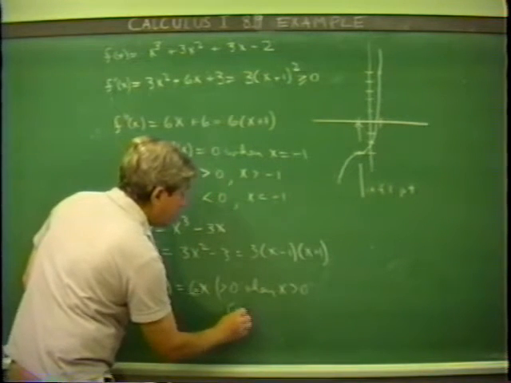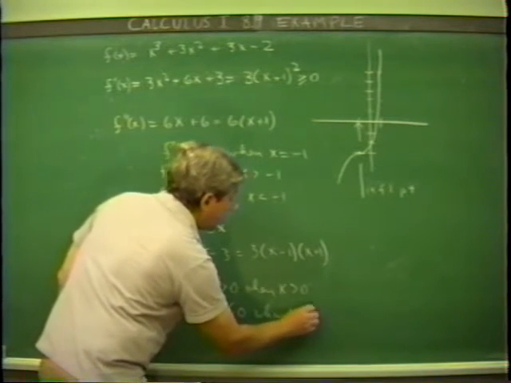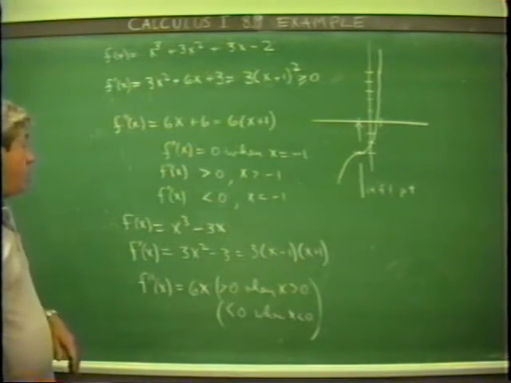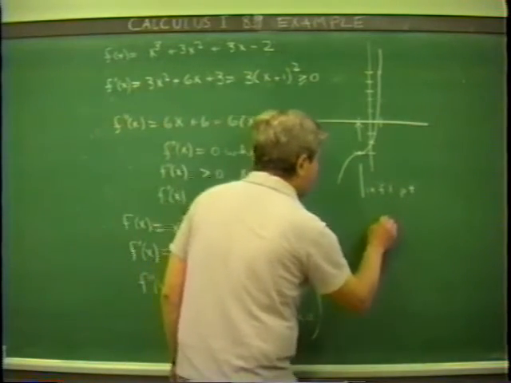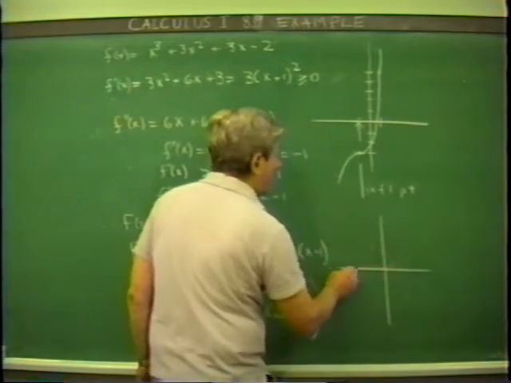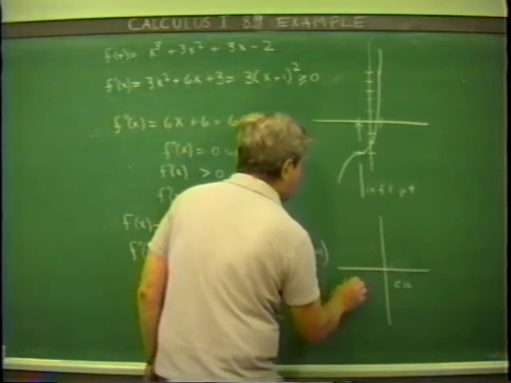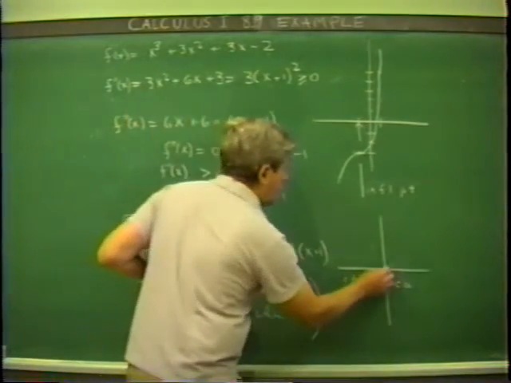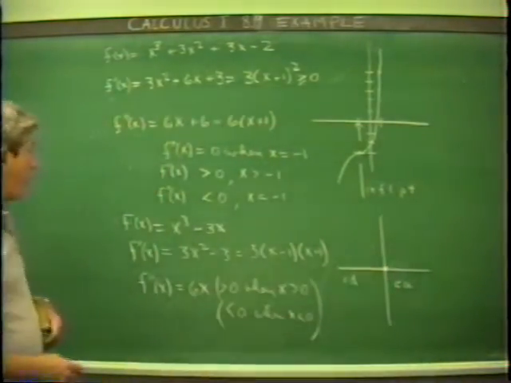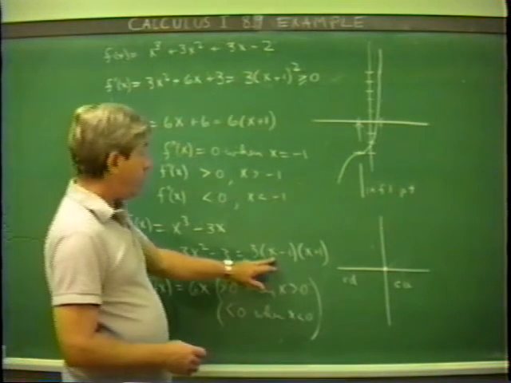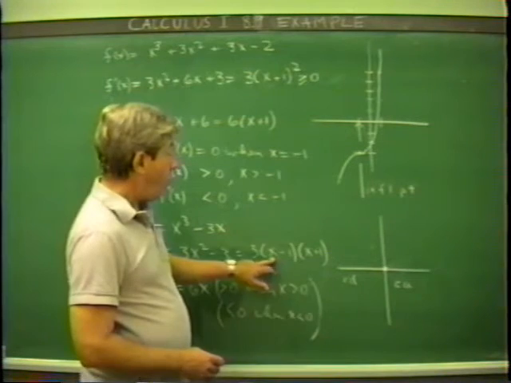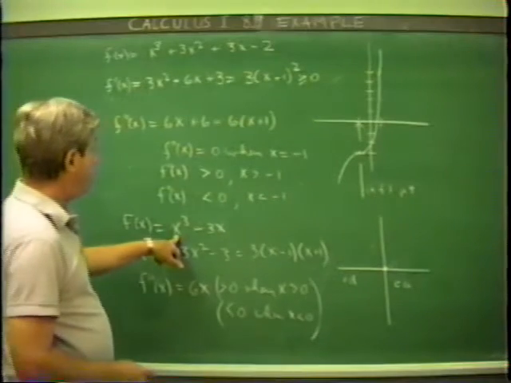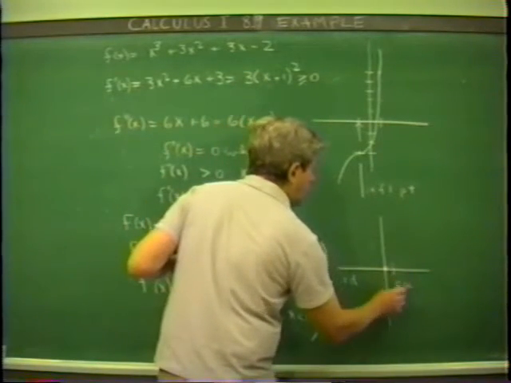So this is greater than 0 when x is greater than 0, and it's less than 0 when x is less than 0. The graph of this function is going to be concave upwards to the right of 0, concave downwards to the left of 0. The easy point to plot is that the function is 0 at 0. The derivative is 0 at 1 and minus 1, so it's worthwhile plotting those points on the function.